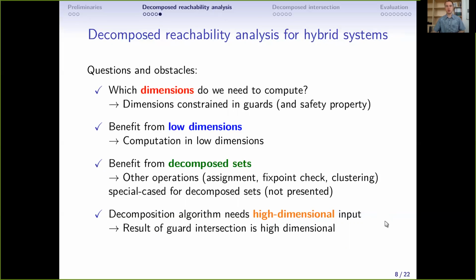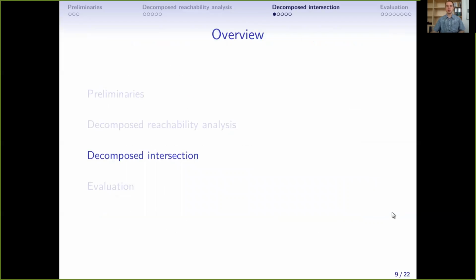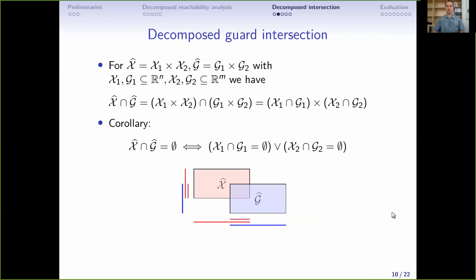And the last obstacle is fine because we compute a high dimensional output of our flow pipe of the intersection with the guard. So we are not required to compute everything in high dimensions. All right, so this was the algorithm in a nutshell, and now let's look at this intersection operation because that is actually interesting. So this looks a bit technical, but it's actually very easy.